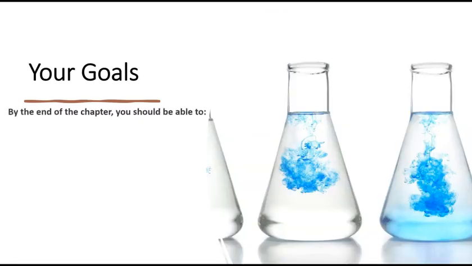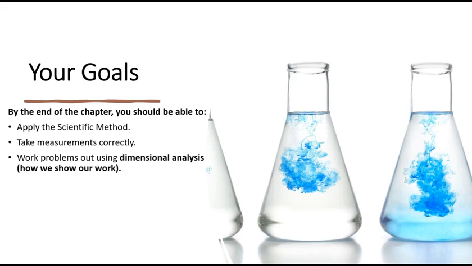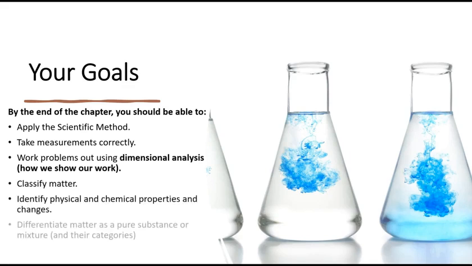Your goals. By the end of this chapter, you should be able to apply the scientific method, take measurements correctly, work problems out using dimensional analysis. This is how we're going to show our work. Classify matter, identify physical and chemical properties and changes, and differentiate matter as either a pure substance or a mixture, and then place them in their appropriate categories.